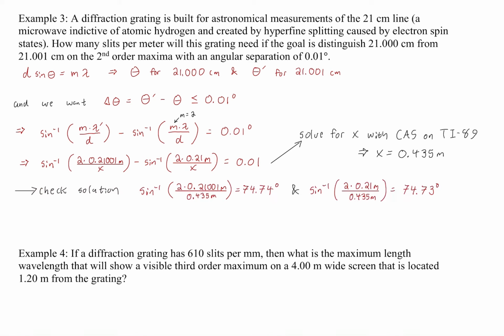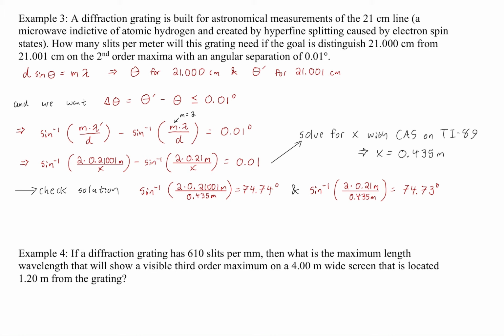Now, you've got to make sure that makes sense when you do something like that. So you check the solution, plug it back in, and we indeed get angles that are 1/100 of a degree apart, and they also make sense. It's a reasonable angle, based on the fact that this slit separation is about twice the wavelength, a typical grating to wavelength ratio. So we're good. The answer makes sense and checks out mathematically.